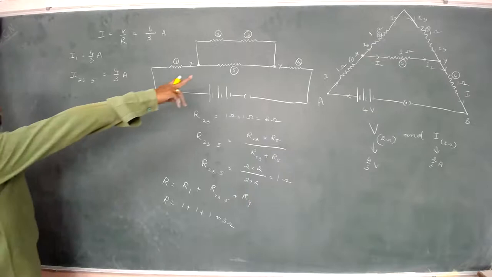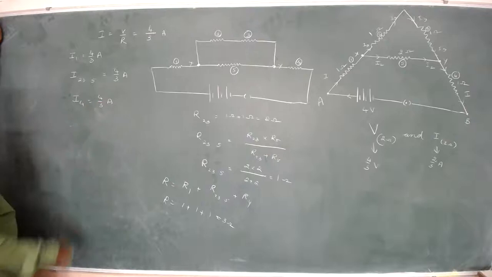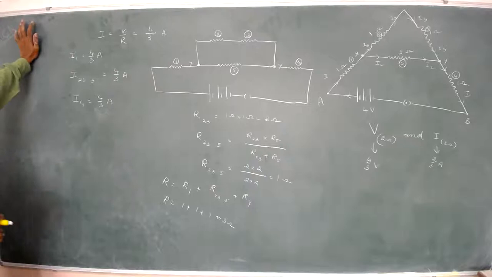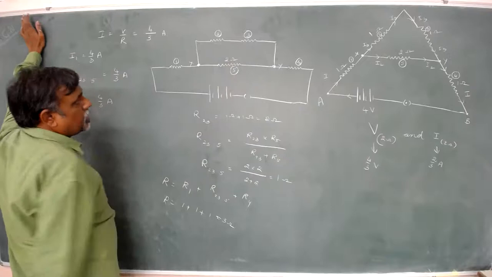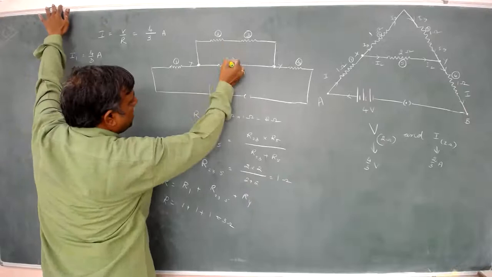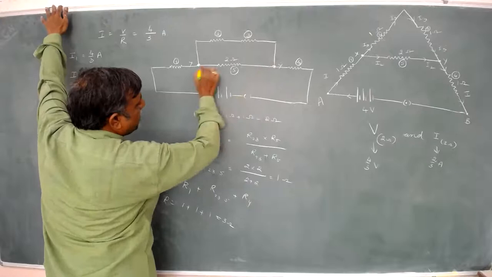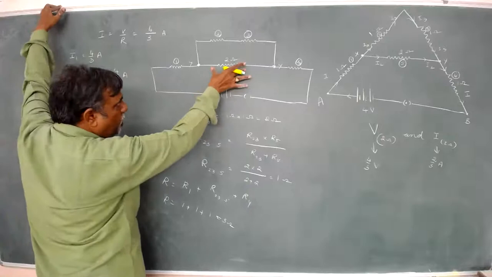Now, the fourth one. What do we have to calculate? The potential and current across the 2 ohm resistor. The 2 ohm resistor is the fifth one, number 5. Since 2,3 and 5 are in parallel combination, the potential between points X and Y will be the potential across this 2 ohm and across the complete branch.